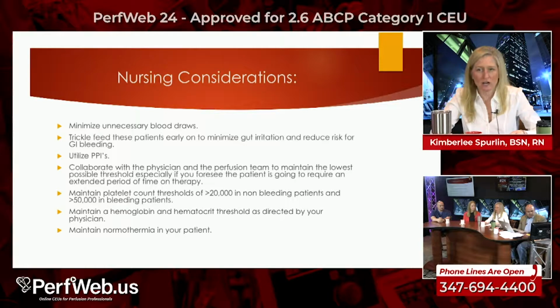Just kind of a general guideline: greater than 20,000 in non-bleeding patients, and upping that to greater than 50,000 in bleeding patients. Again, take a proactive approach to managing these patients. Don't wait until your platelet count is non-existent and then wonder why there's an issue.